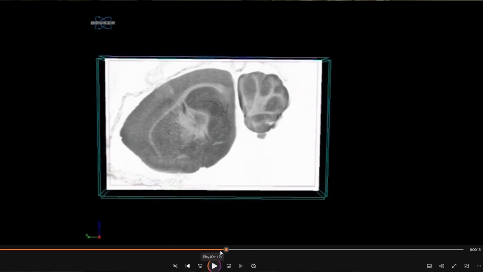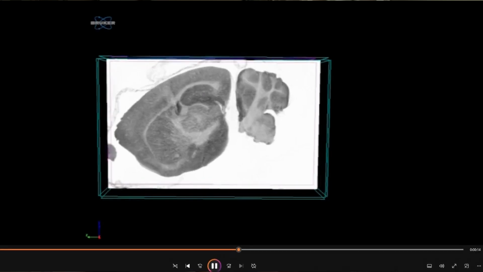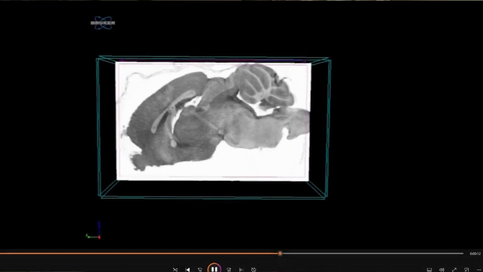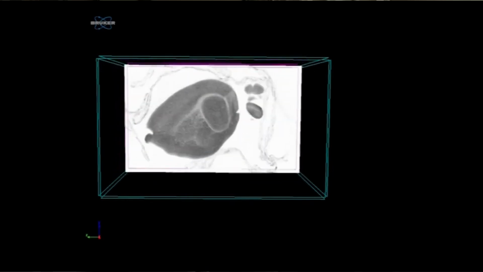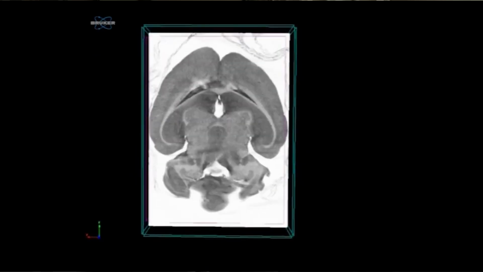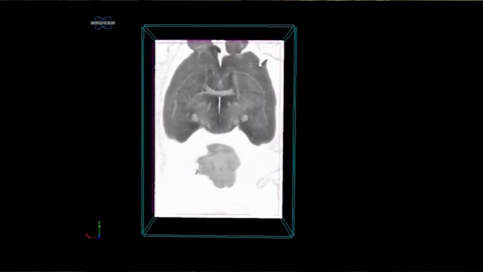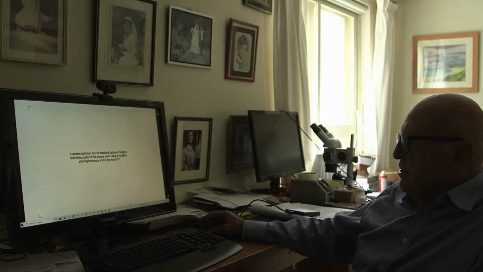I'll just stop it there for a moment. You can make out the mouse's cerebellum and the main brain. The white is the myelinated tissues, and these are the grey matter tissues. So superb delineation of the tissues, which would not have been possible without using a stain.